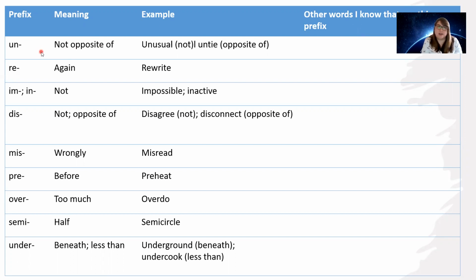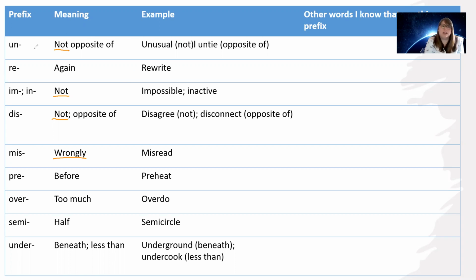So we're going to go ahead and look at these together. The first thing that I want to draw your attention to is that some of these have the same or similar meanings. So four of these prefixes mean similar things. So un, im or in, dis, and mis all have to do with this idea of not or wrong or the opposite. What we want to keep in mind is that not every one of these prefixes fits with every single word. Some of them will only fit with certain words. So we're going to look through these and see how that actually works.